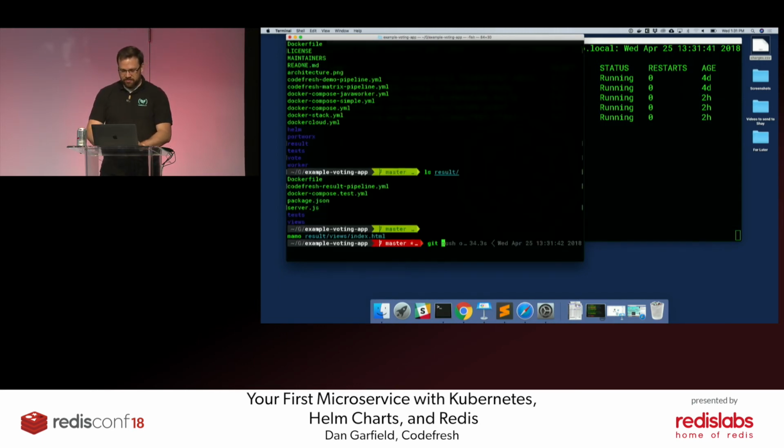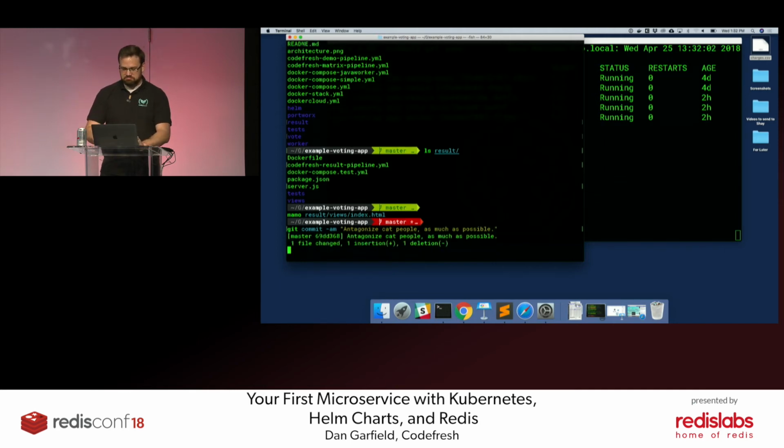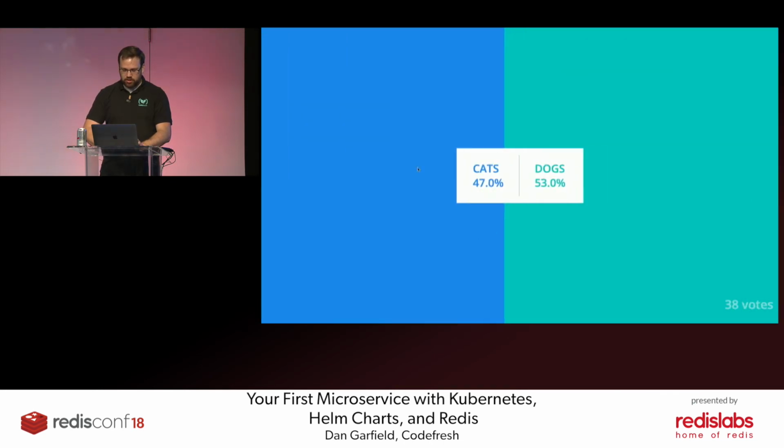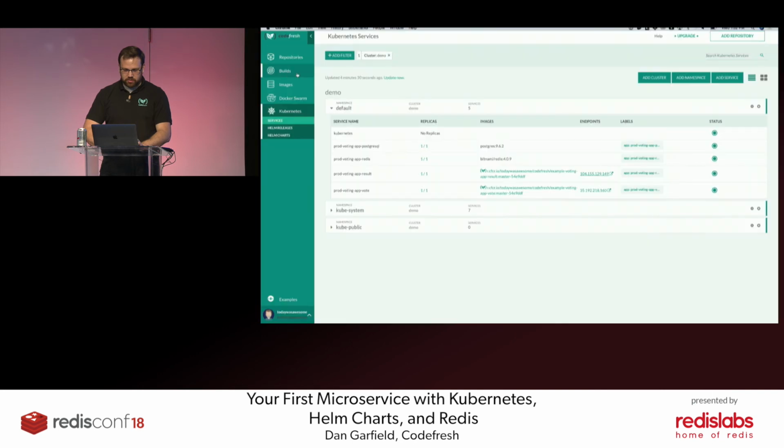All right, so I've got my commit. And I'm going to name it antagonize cat people as much as possible. My last name is Garfield, but I don't like cats. Conversely, my favorite food is lasagna, so, you know. All right, I'm going to commit that. And push it. Before I hit push, I'm going to change screens so that we're looking at the pipeline.